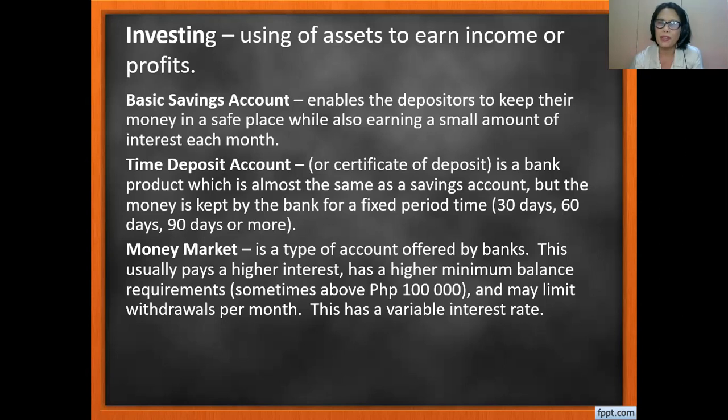As I've mentioned, in most of the banks, they require only a minimal amount of maintaining balance. But here, it's usually 100,000 pesos or above. And then there's also a limitation on the withdrawals per month. This is a variable interest which will be discussed in other business mathematics classes. As I was saying, we will be concentrating here on the types of interest and how we calculate interest.